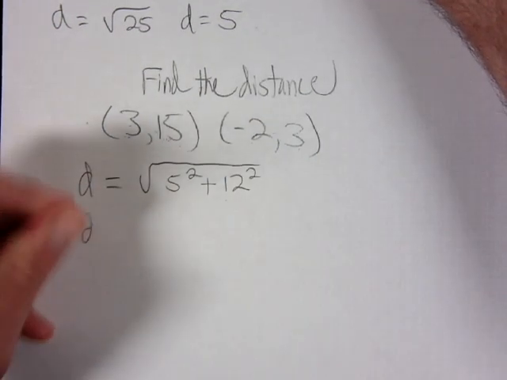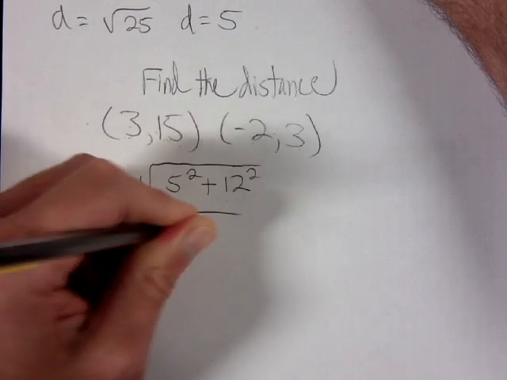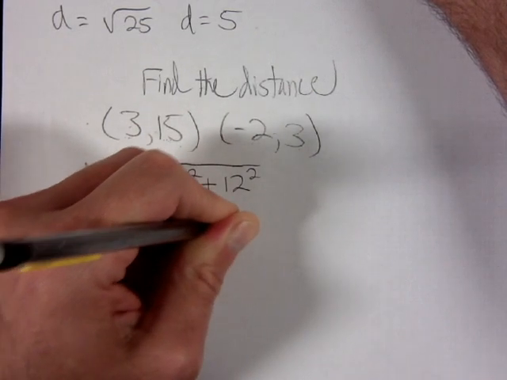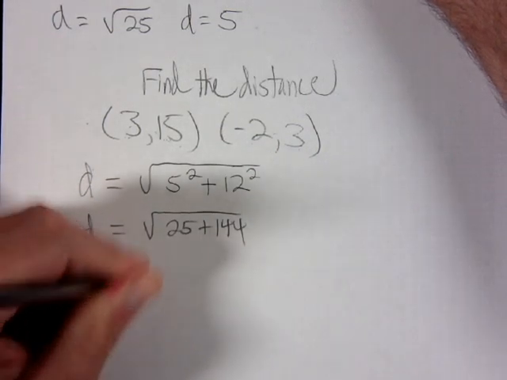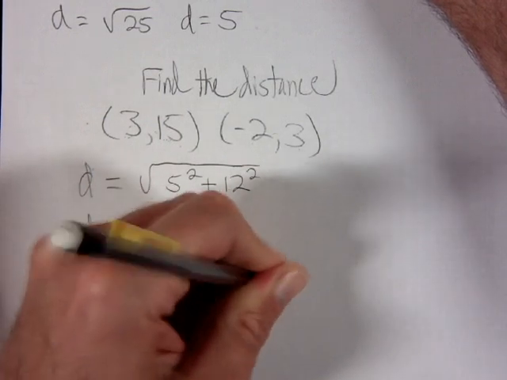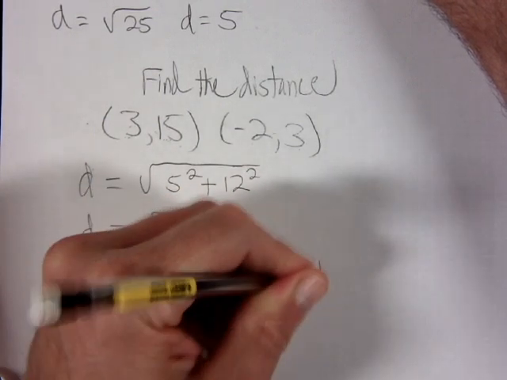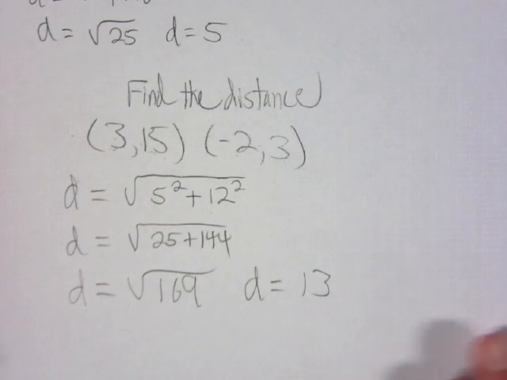So now back to this. We've got the distance is equal to 25 plus 144 as I square those two numbers. And then the distance is equal to, that would be 169. And now I will take the square root of 169, which is 13. So the distance between these 2 points is going to be 13.